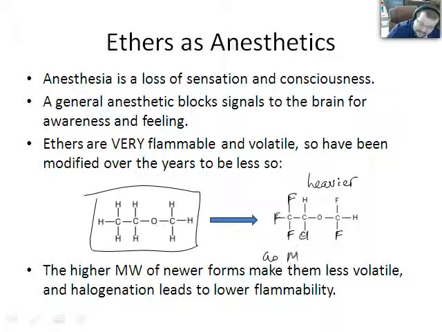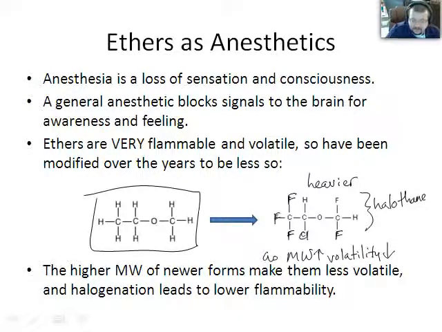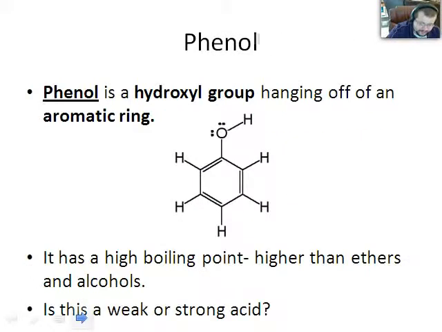And as molecular weight, or MW, goes up, volatility goes down. This is called halothane. It is the original ether, which has been modified to be a heavier molecule, less flammable, and much less volatile, so much less of a risk in the hospital setting.